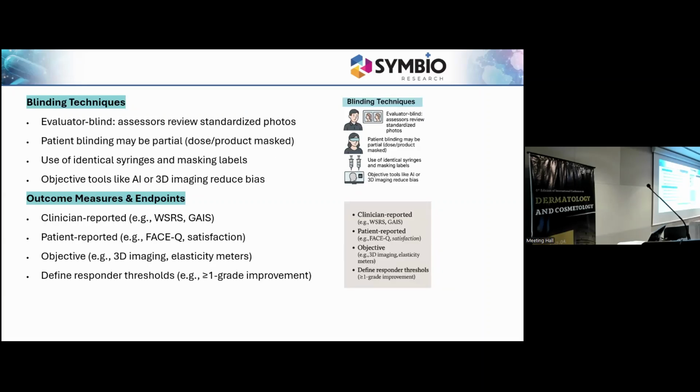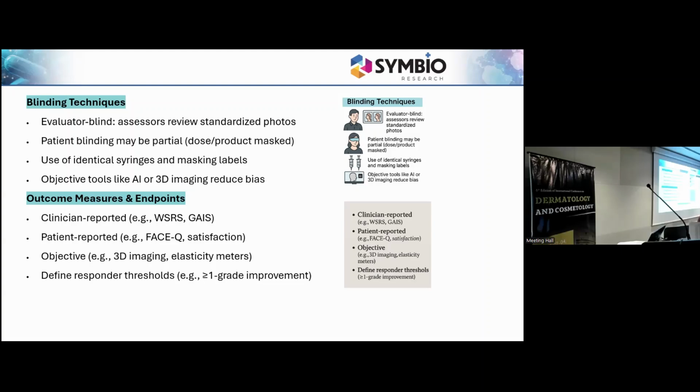Blinding techniques, as I said, include an evaluator blind. The assessors who are assessing the kind of result that the injectable is going to have are not doing it in person. They are using anonymized photos of the participants, so that they can make an unbiased assessment.